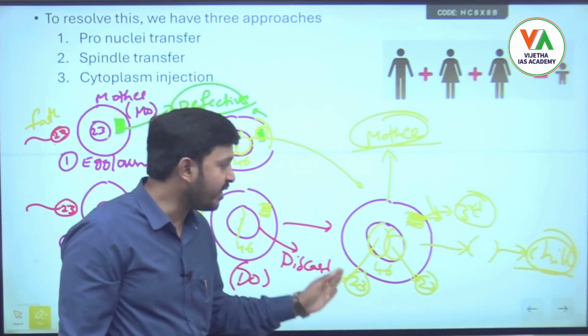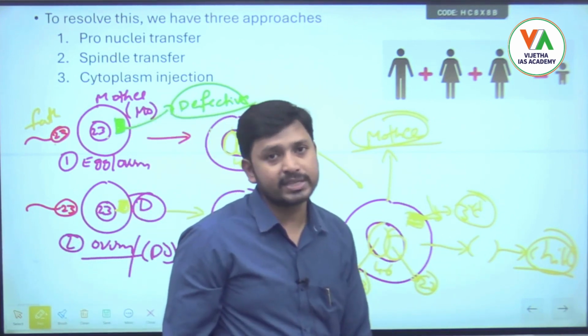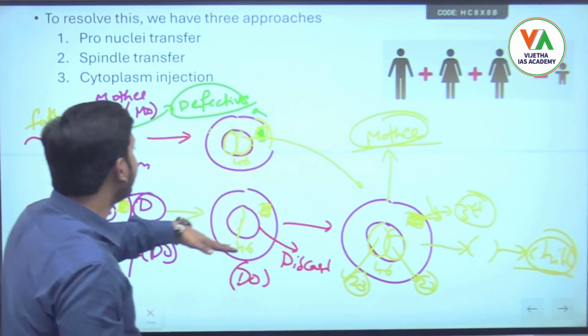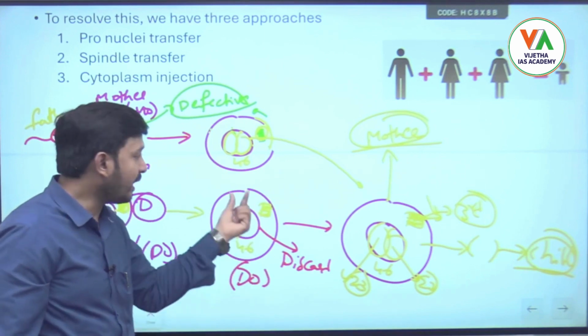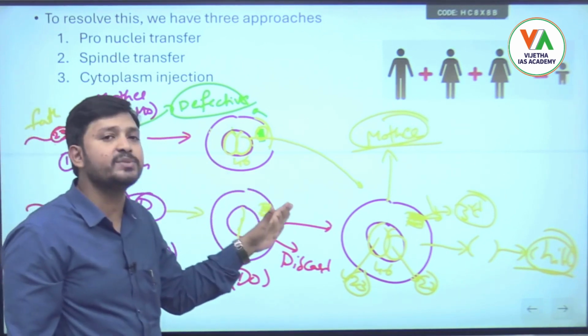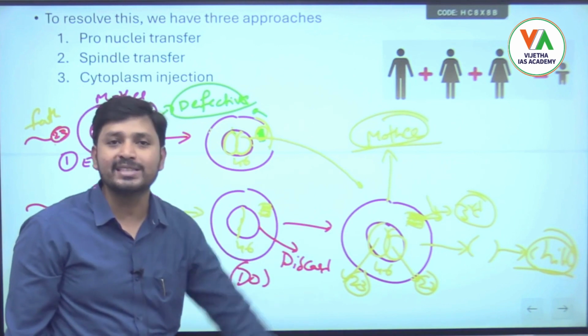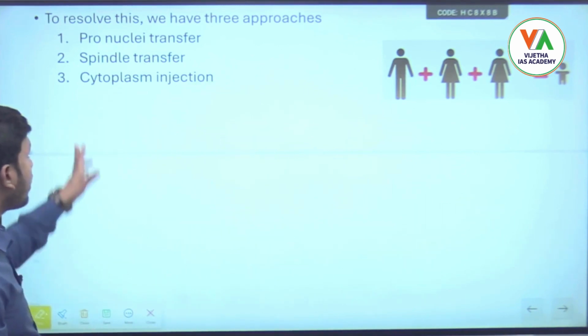Is it clear? And we will continue the process after transferring this entire structure into the mother's uterus. Is it clear? So this technique is called pronuclear transfer, because we are transferring the pronuclei, which means the fertilization has been done before itself, and after fertilization has been done, the transfer of pronuclei has taken place in this case. Is it clear? So we will see the second case, which is called spindle transfer.